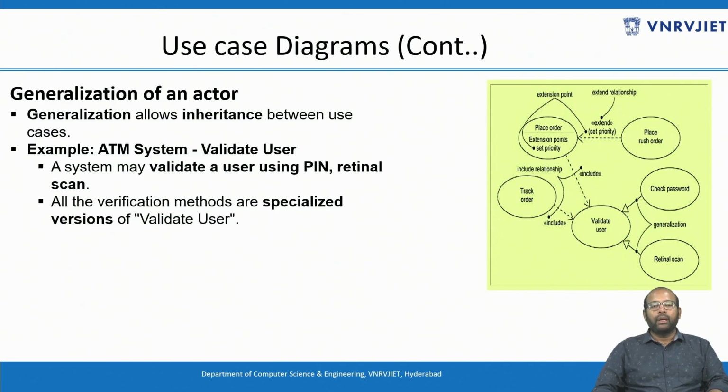If you see the image on the right side, under that use case diagram, validate user has two ways. One is retinal scan, the second is check password. These two come under the same family, so that's why you apply the relationship called generalization. Without validating the user, you can't place the order or track the order. That's why you use the dependency relationship. In the previous video, I discussed how one object totally depends on another object, and without that, this object does not exist. Wherever there is such a possibility, you can apply this dependency relationship.